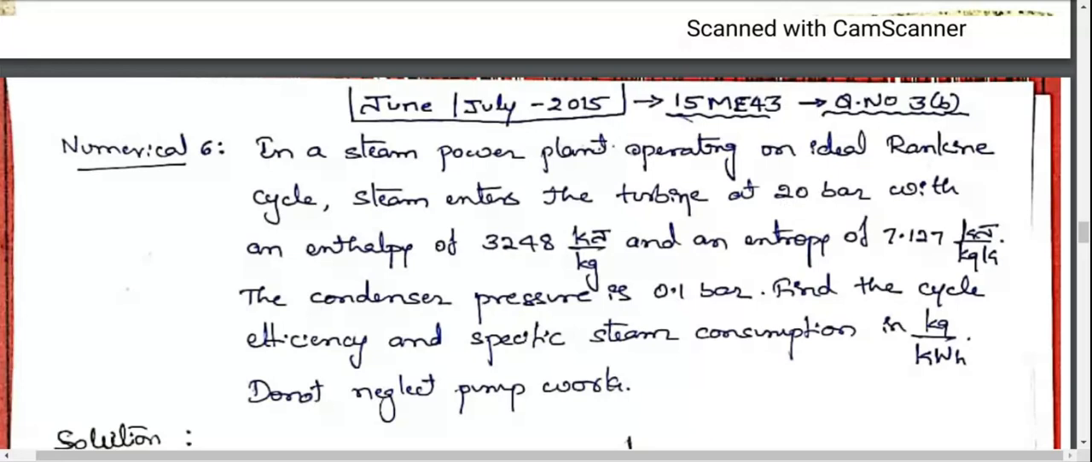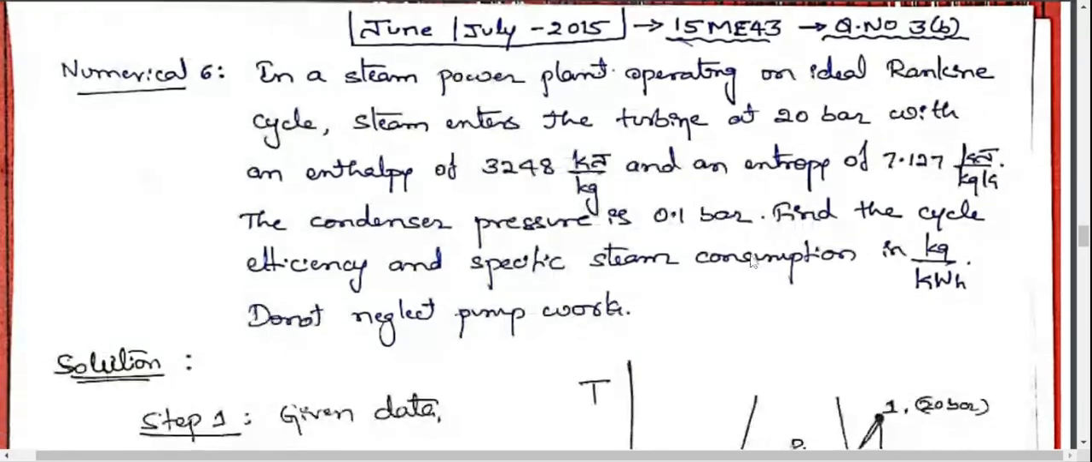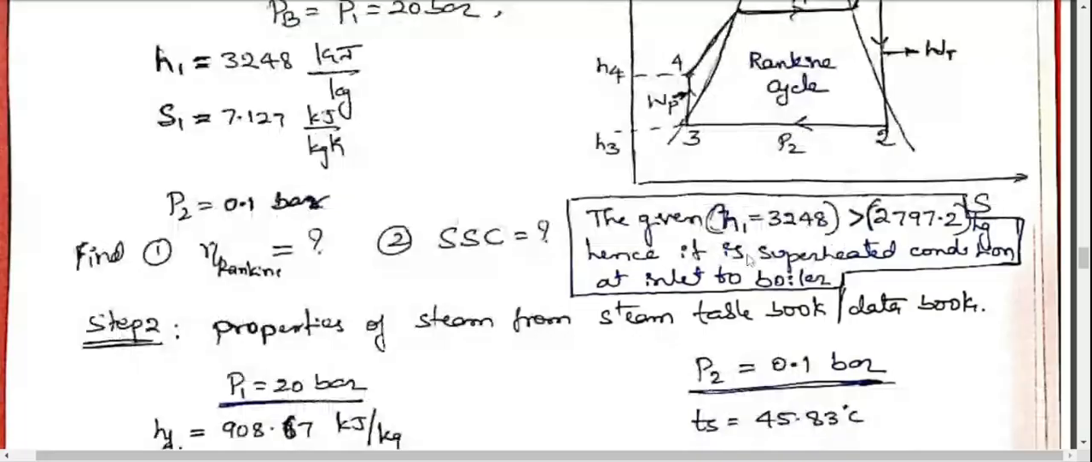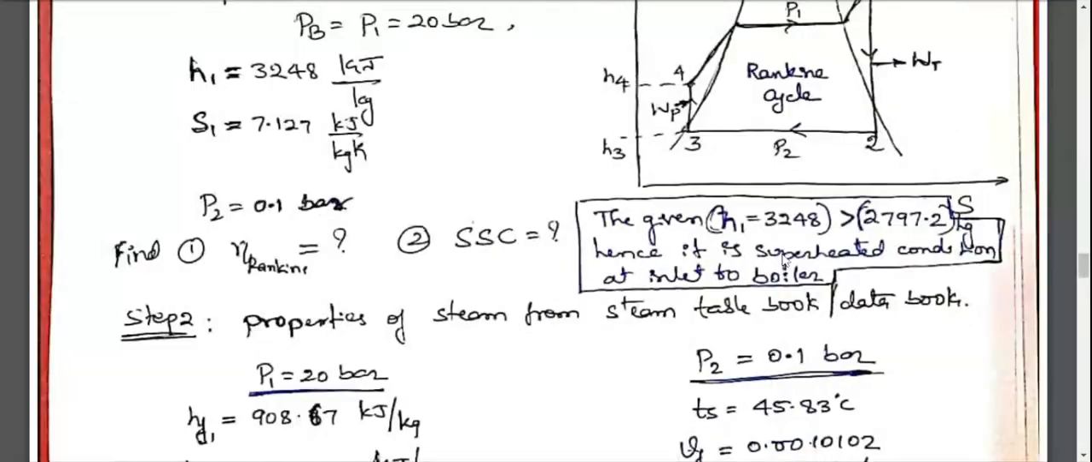For example, you will take the value of enthalpy from the steam table at 20 bar. This is the value 2797.2. But given enthalpy is how much? 3248. The given enthalpy is greater than the value of enthalpy from the steam table at 20 bar. So the condition or the quality of steam which is entering the turbine is superheated.